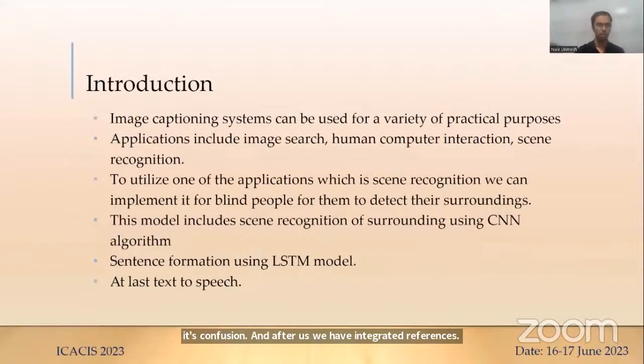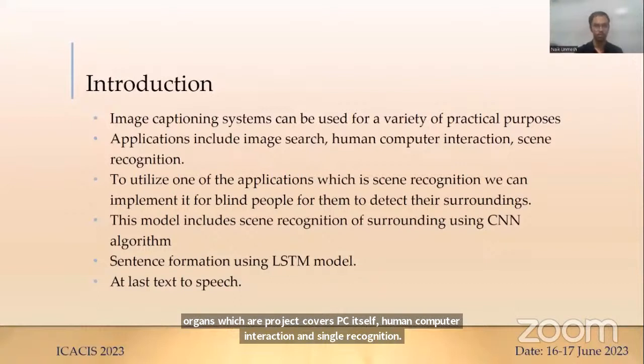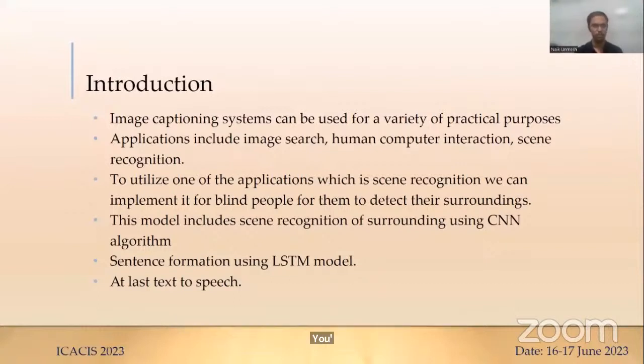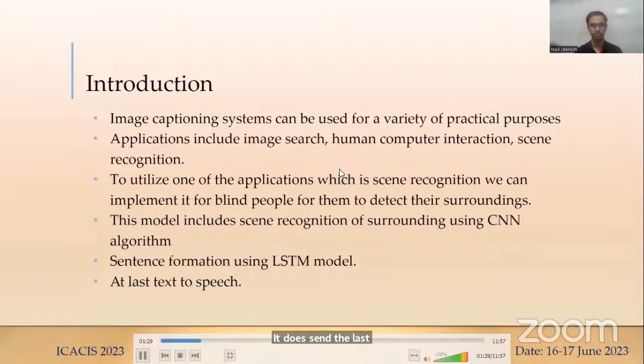To get introduced with our project, basically our project is an image captioning system which can be used for a variety of practical purposes. The domains which our project covers are image search, human-computer interaction, and scene recognition. To utilize one of its applications, we have implemented that system on scene recognition for blind people. The model includes scene recognition using a CNN algorithm, and afterwards it does sentence formation using an LSTM model. At the last, the LSTM and OCR output is concatenated and converted to speech.